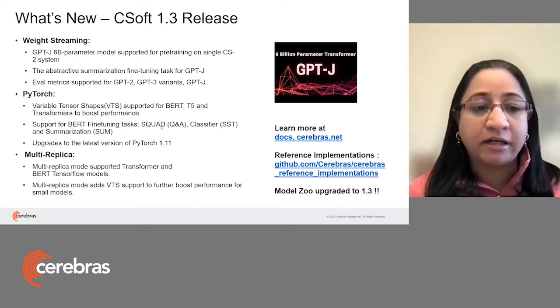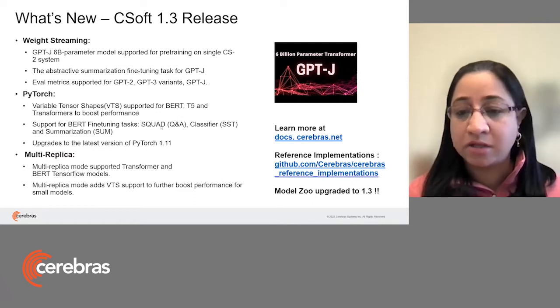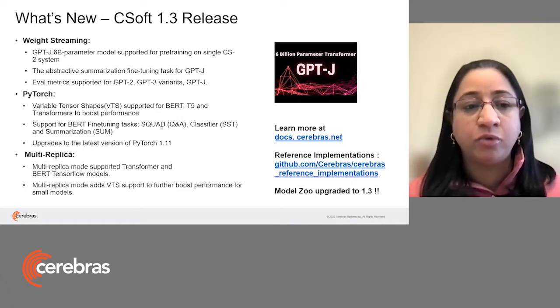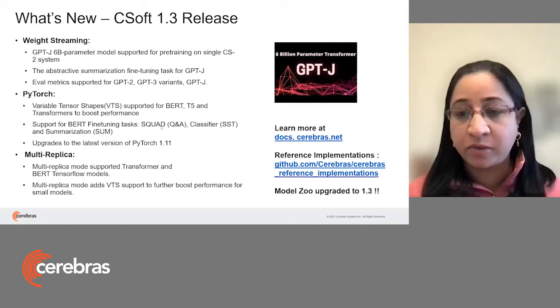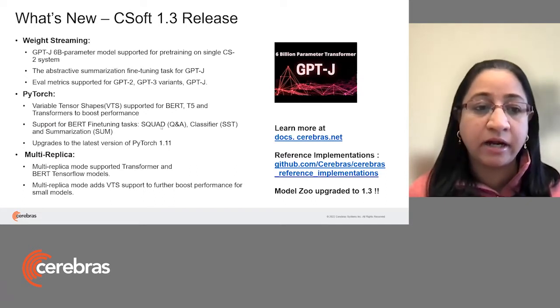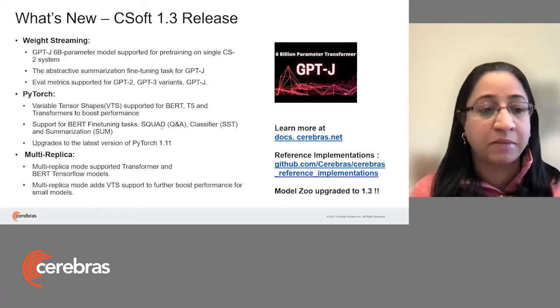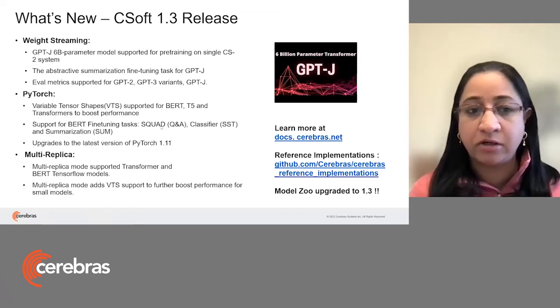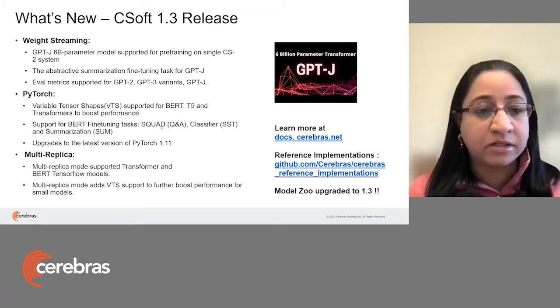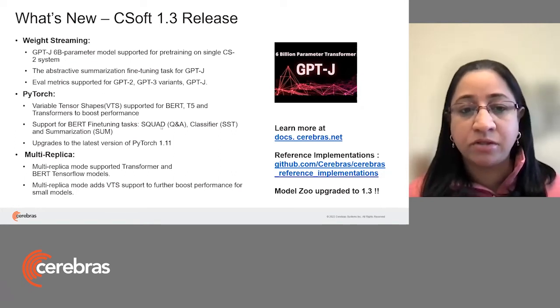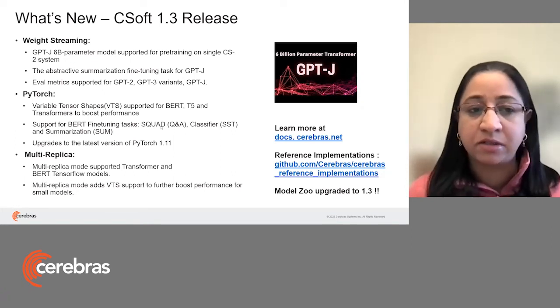On the eval metrics, as some of you might know who have used 1.2, we did introduce our first weight streaming release and capabilities there, but it was only for training. So 1.3 also brings capabilities to do evaluation on your models. So eval metrics are supported on GPT-2, GPT-3 XL, as well as GPT-J models.